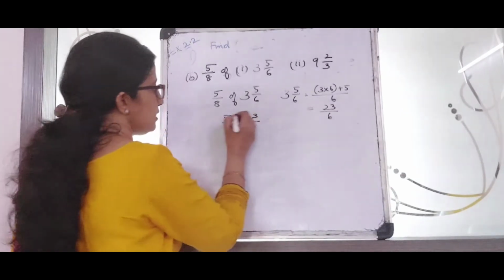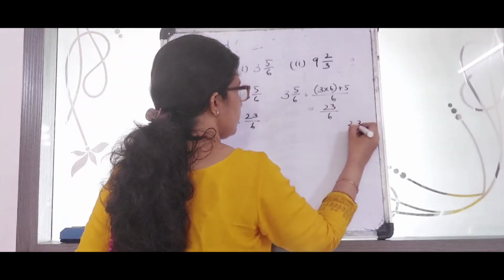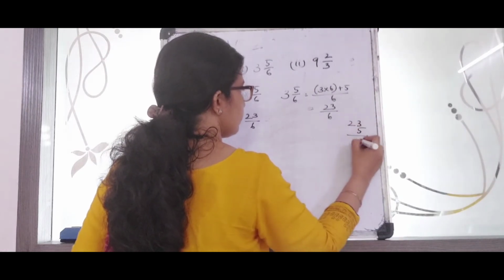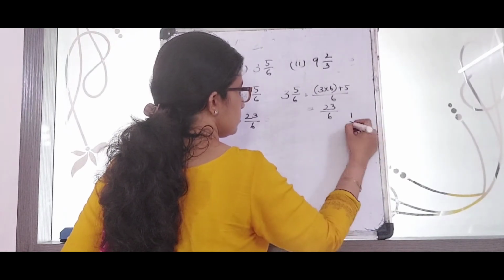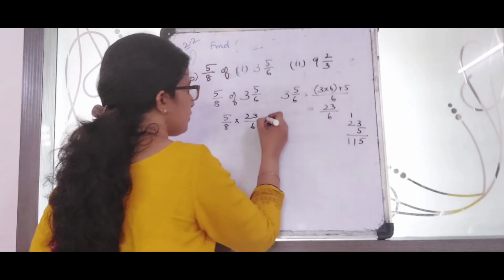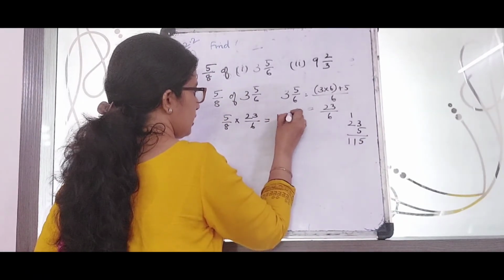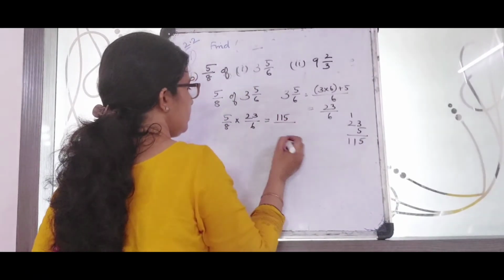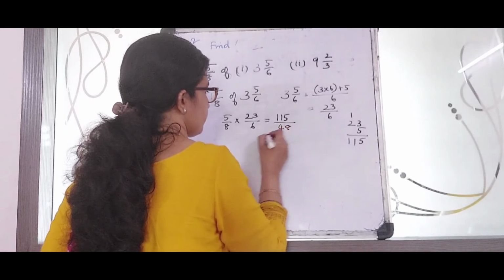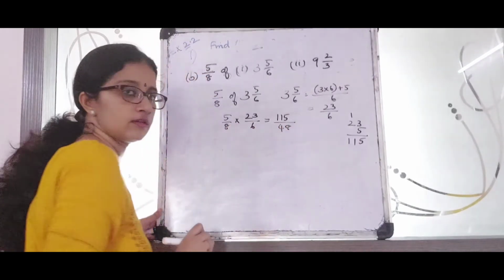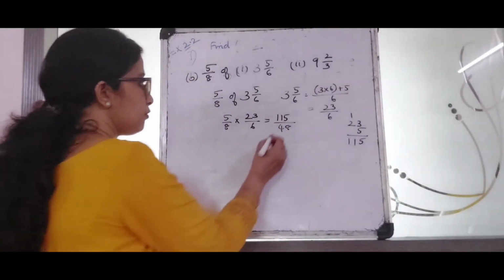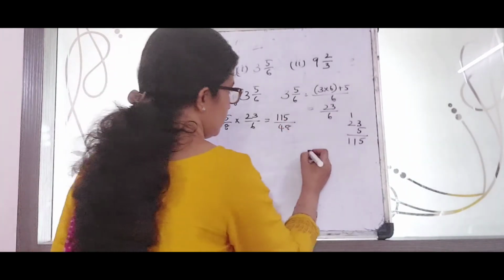Correct? So what is 23 into 5? 23 into 5. 15, 5, balance 1. 115. 115 divided by 48. 8 6s are 48. Okay? Now we have to convert this into a mixed fraction.